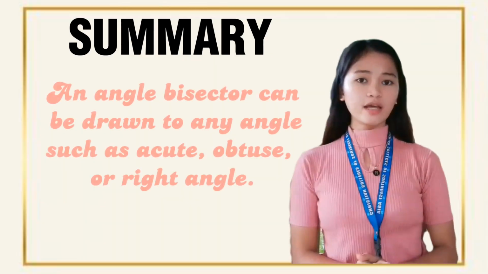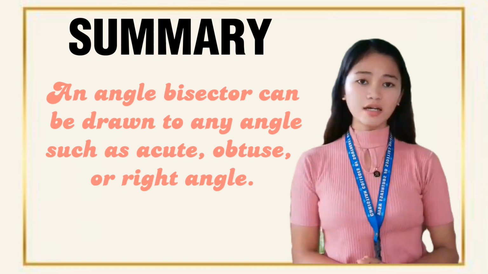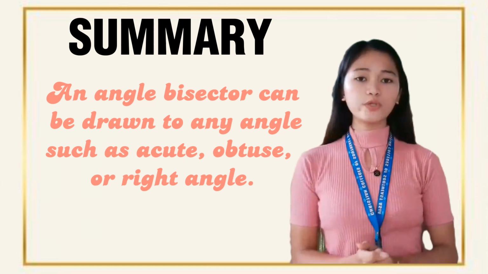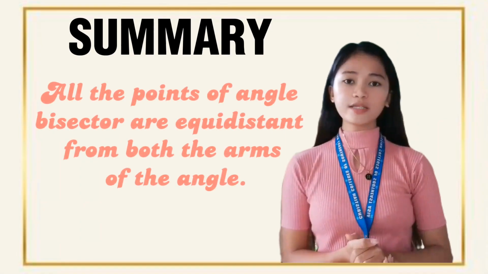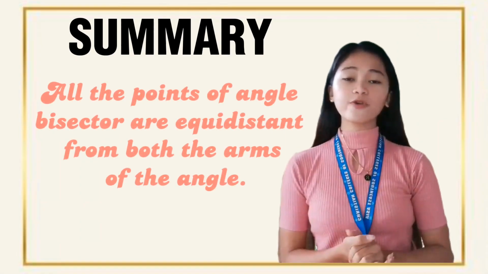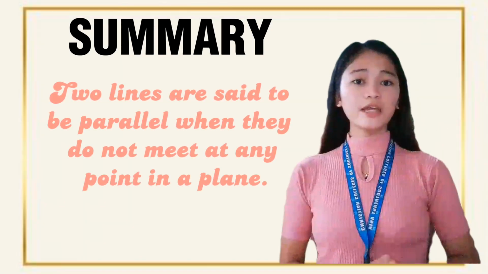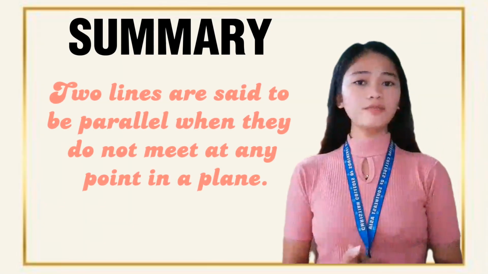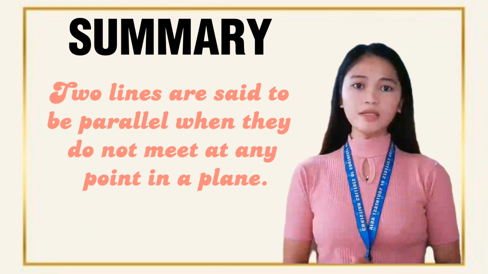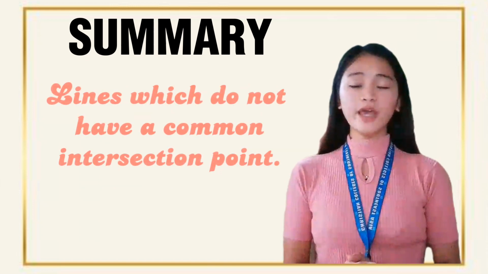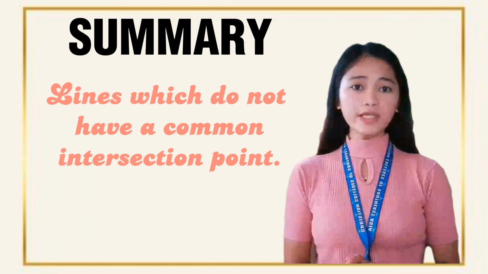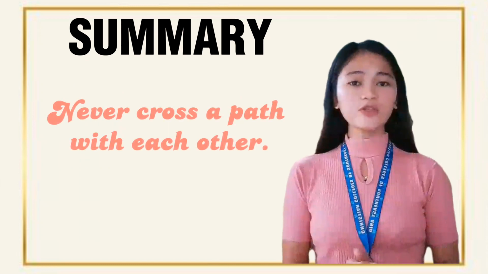The angle bisector can be drawn to any angle, such as acute, obtuse, or right angle. All the points of an angle bisector are equidistant from both arms of the angle. Two lines are said to be parallel when they do not meet at any point in a plane: lines which do not have any common intersection point and never cross paths with each other.